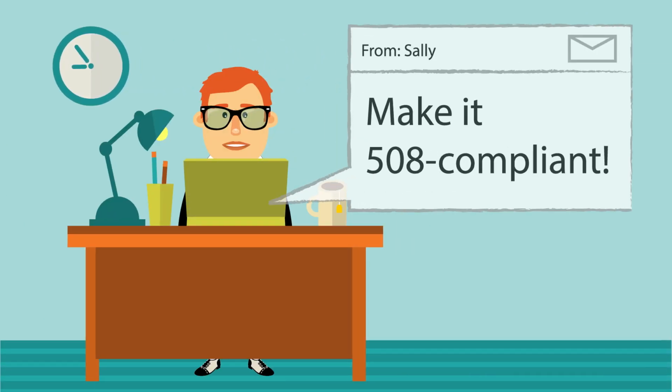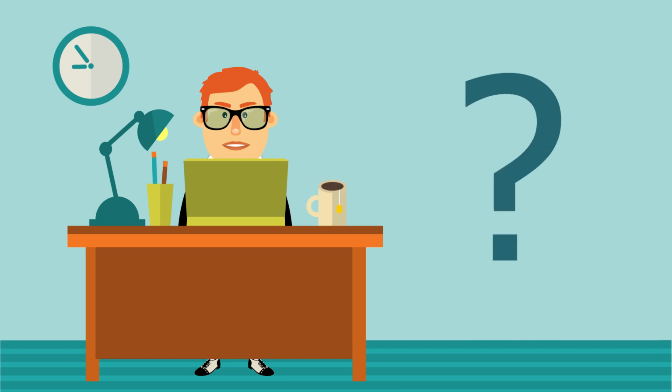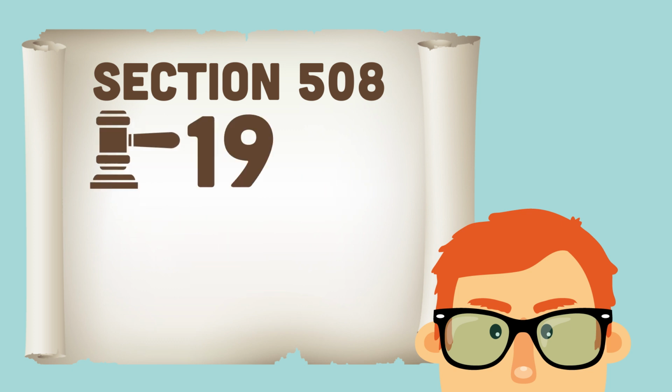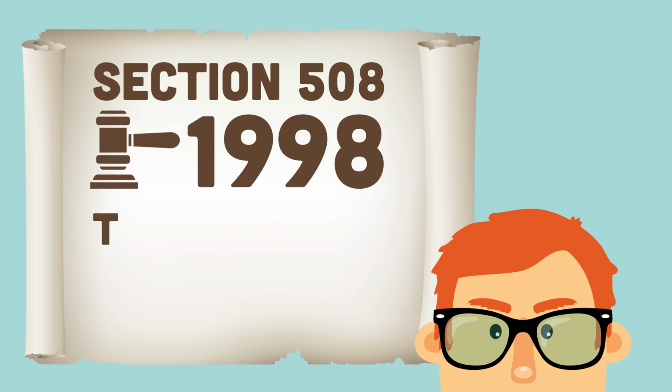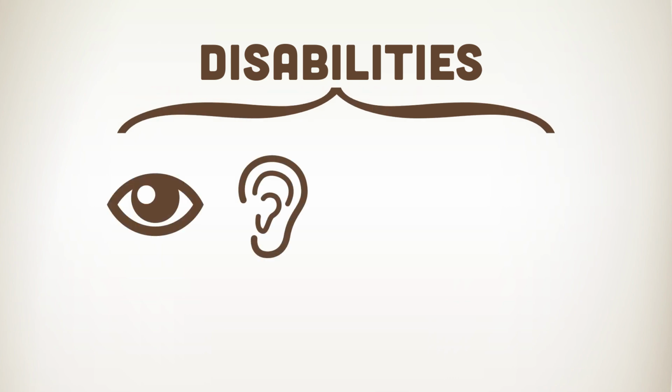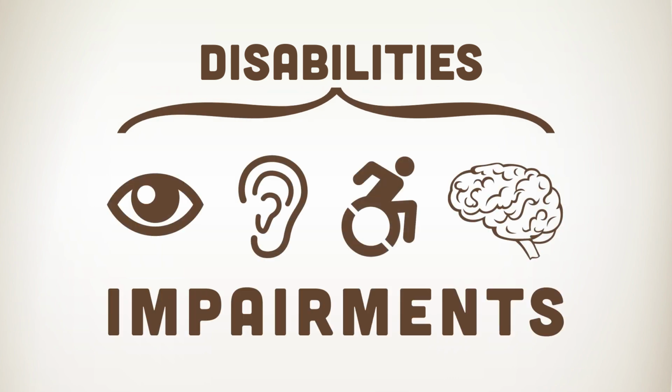You've just been told your course needs to be 508 compliant. What does that mean? Section 508 is a law enacted in 1998 that requires all technology developed for the federal government to be accessible to those with disabilities. Those with disabilities include individuals with visual, auditory, motor, and cognitive impairments.